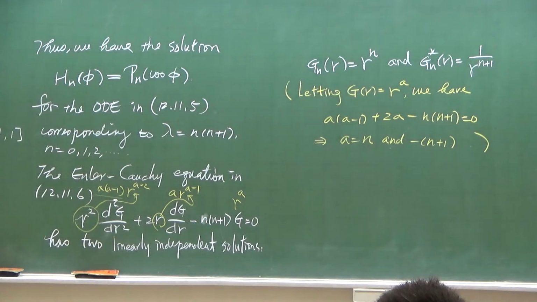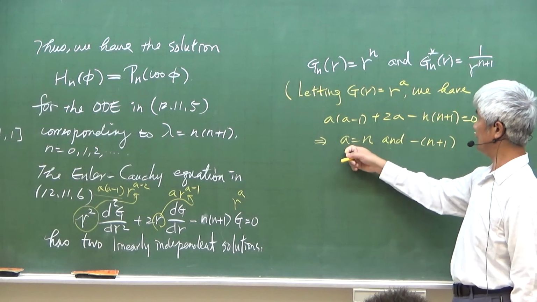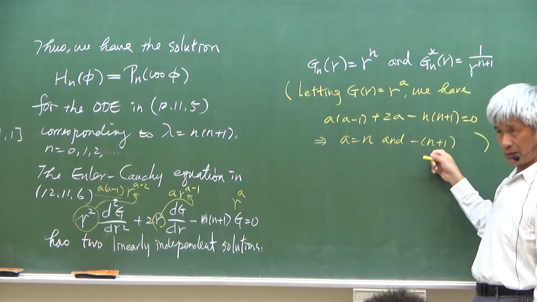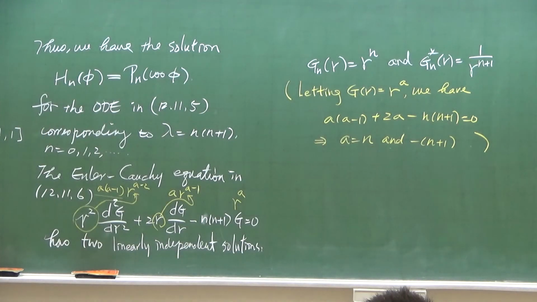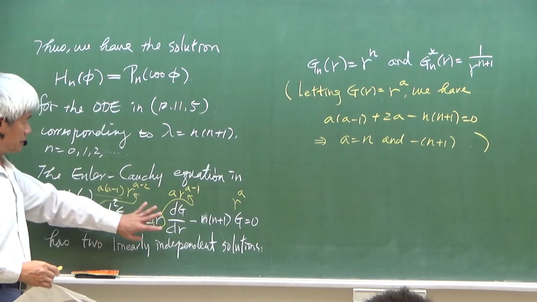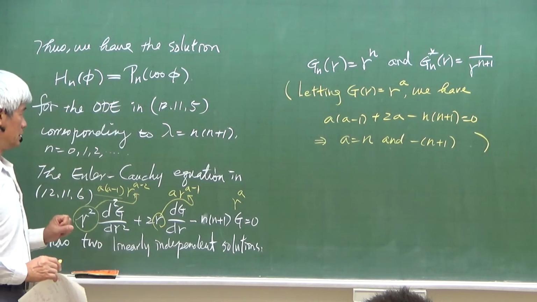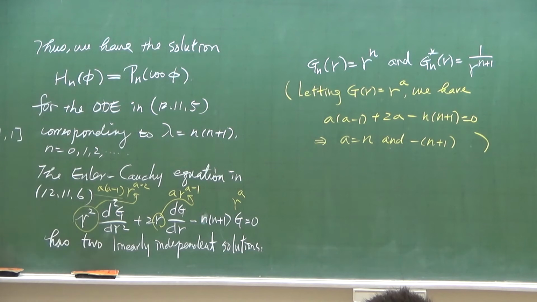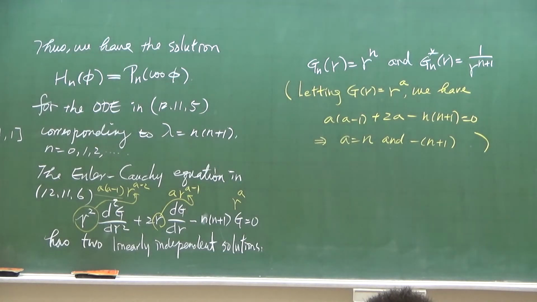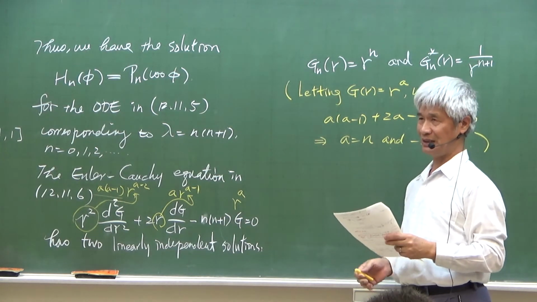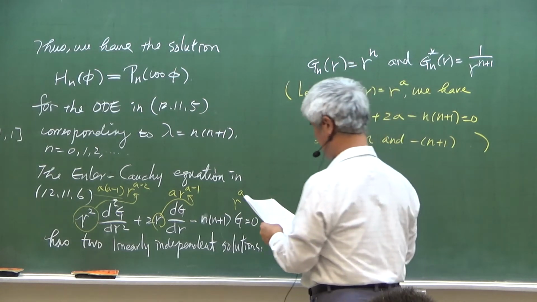Right? So that is the idea. We solve the ODE, right? So we know a can be n or a can be minus n plus 1. And from the general theory of ODE, we know for this linear ODE of second order, we have at most 2 linearly independent solutions. And we've already found 2, so that is what we want. So we are pretty lucky, right? Because this is a very simple ODE.